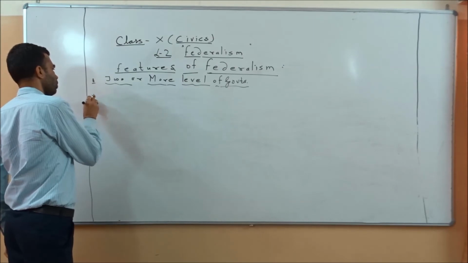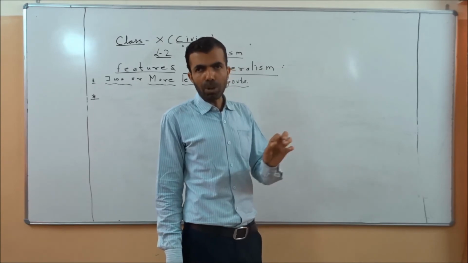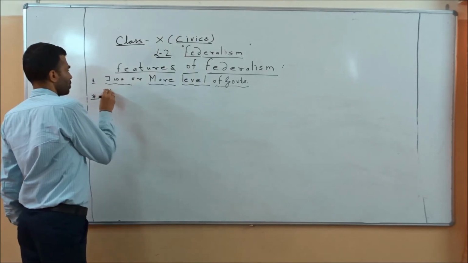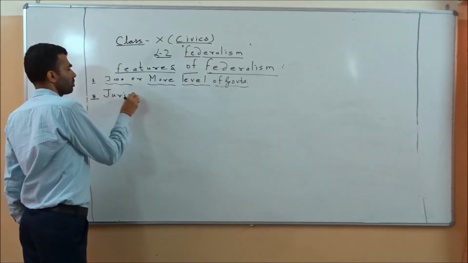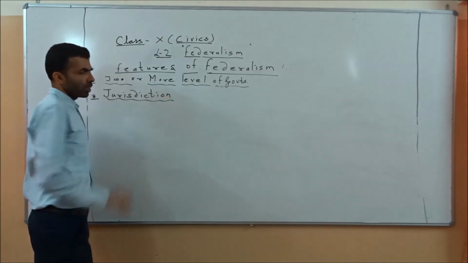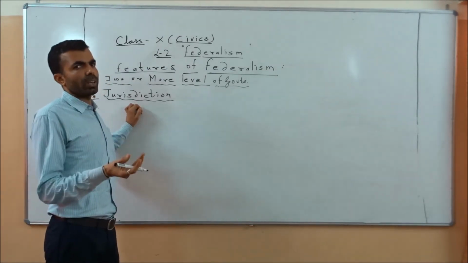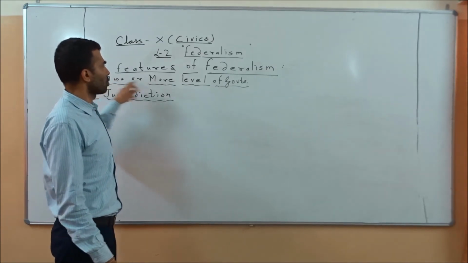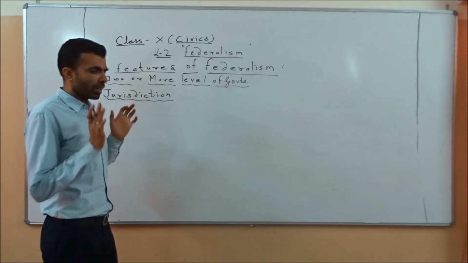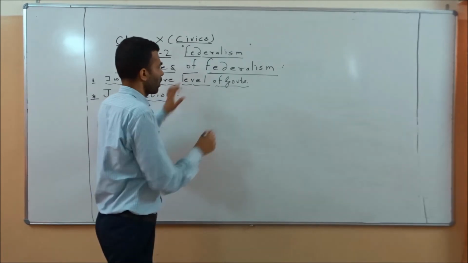Second feature, very easy. Second feature is that different levels of government would have different jurisdictions. So second feature is jurisdiction. As I told you, jurisdiction literally or simply means working area. So if there are two or more levels of government, there will be different working areas for them. National government should deal with the national issues.